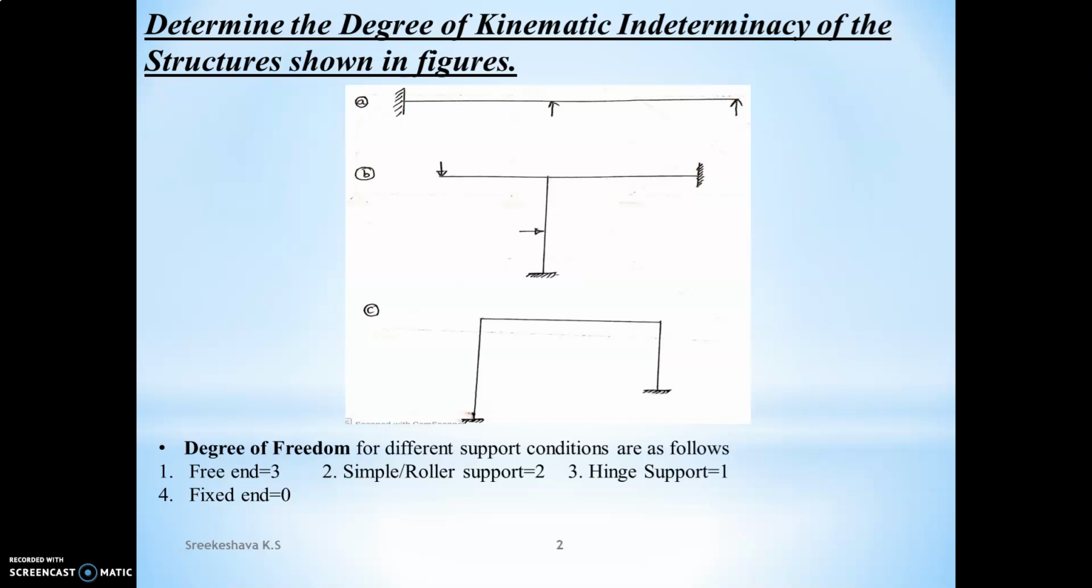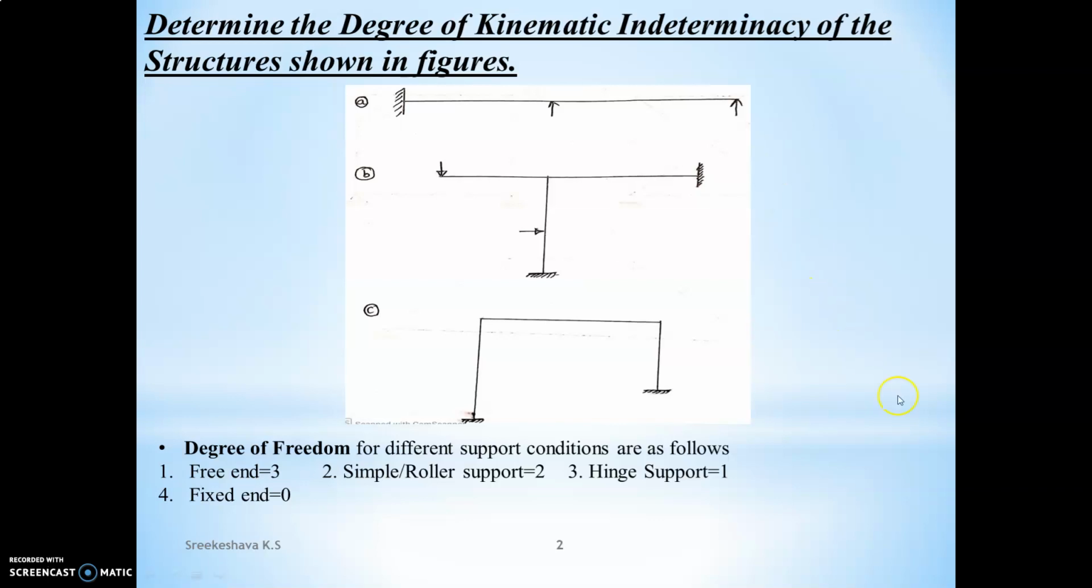But if you come to a simple or roller support, what happens? Generally at a simple support, we are having a vertical reaction. This vertical reaction will prevent the vertical displacement, but it allows horizontal displacement as well as rotation. Hence, if a simple or roller support is there, there are 2 degrees of freedom.